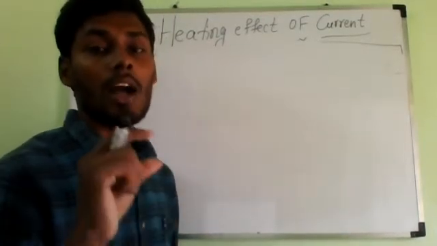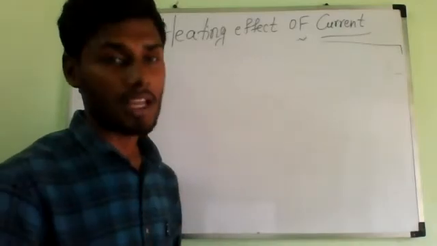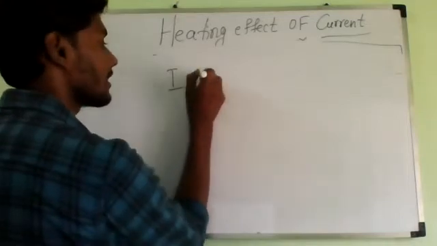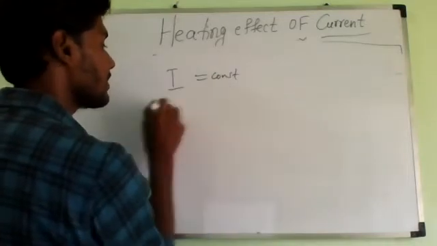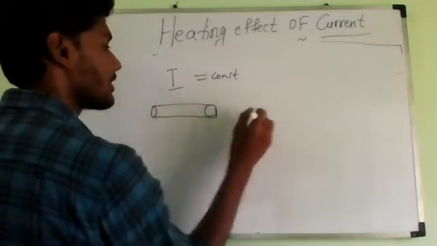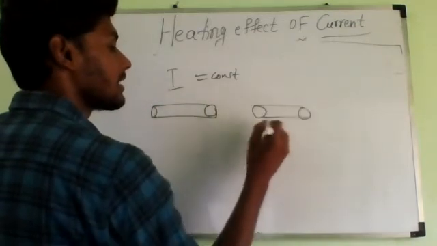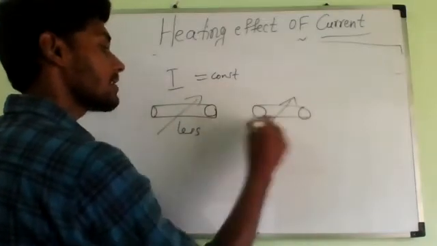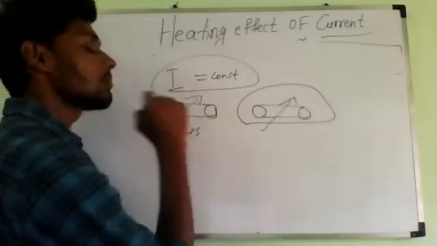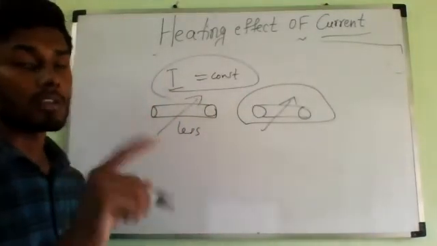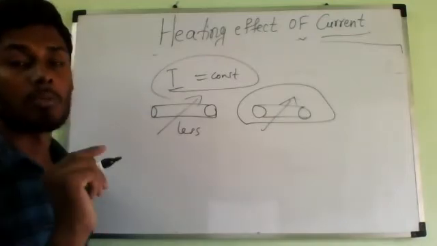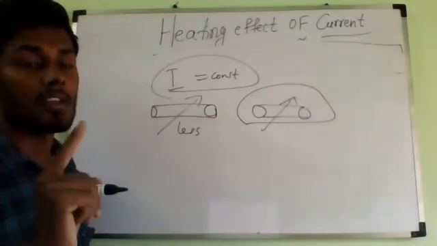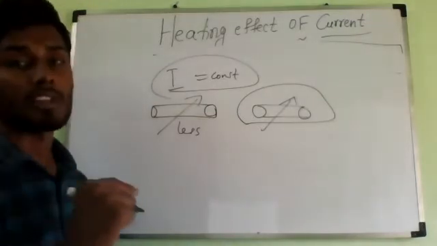So a given current will produce more heat in a high resistance wire than in a low resistance wire. If you keep the current constant and pass it through 2 different kinds of wires, one having a low resistance and one having a high resistance, then here the heat energy is more, and here the heat energy is less. So if the resistance of the wire is more, then the heat energy produced is also more, even though the current is constant. You have to remember that a given current will produce more heat in a high resistance wire than in a low resistance wire.